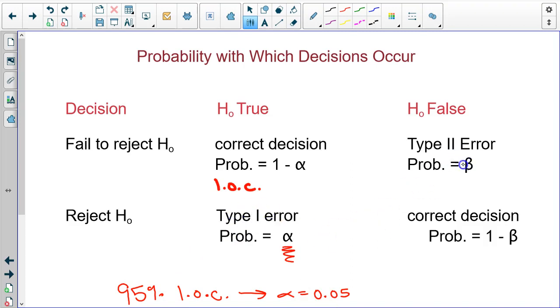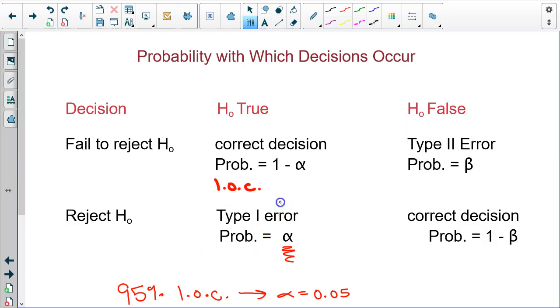All right? This is B, beta, in the Greek alphabet, beta. And beta is the probability of making a type 2 error. Okay? And then if you make a correct decision, the probability of that happening is 1 minus beta. We actually aren't going to work with beta really much, okay? But it's still important to know that beta is the probability of making a type 2 error, okay?